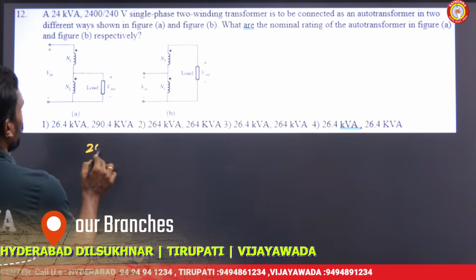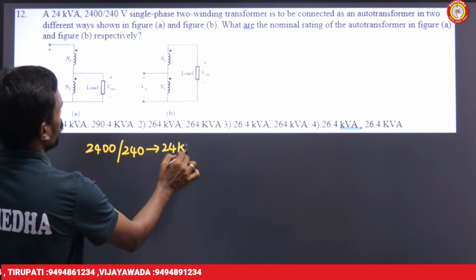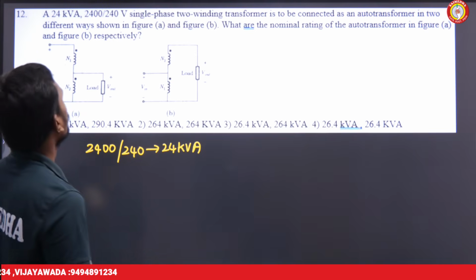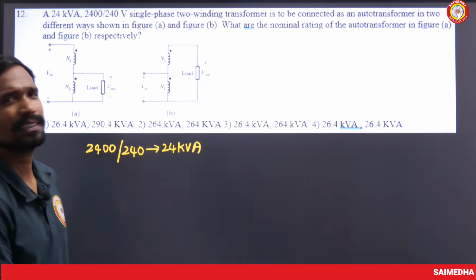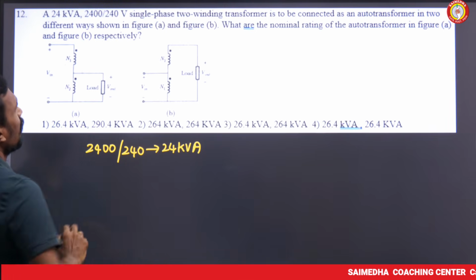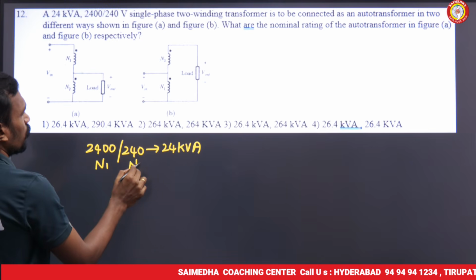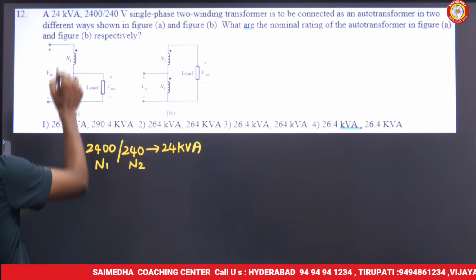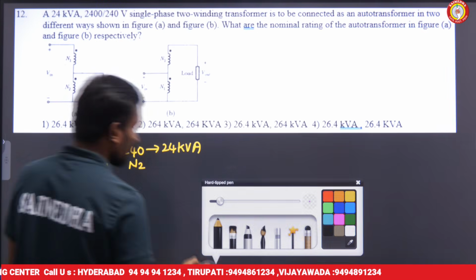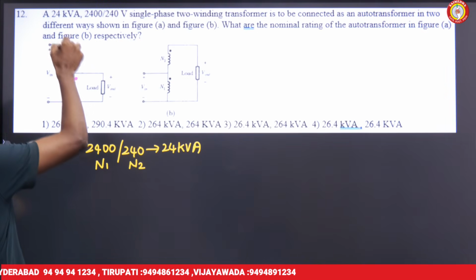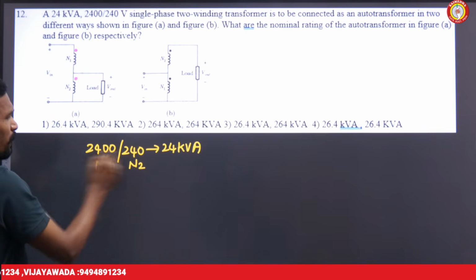A 24 kVA 2400 by 240 volts 2-winding transformer is to be reconnected as an auto transformer as shown in the figure. They are asking for the normal ratings. So this is one transformer. This is N2, this is N1. Here N1 and N2 are both in addition, sir, because see the dot notation, entering, leaving. Addition is nothing but the sum of these two.